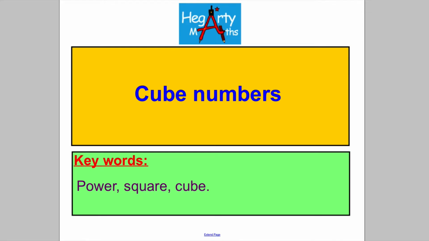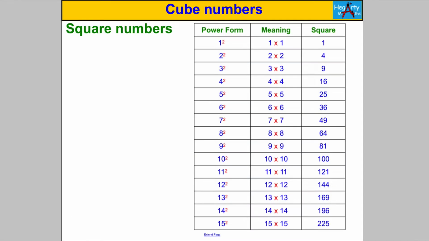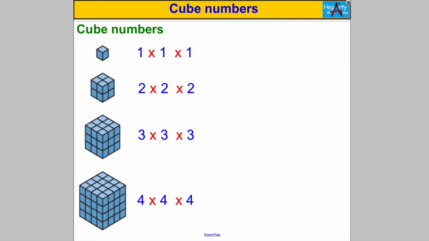It's Mr. Hegarty here, and in this video we're talking about cube numbers. So to remind you, we've previously talked about square numbers, and I've asked you to learn the squares from 1 squared, 2 squared, 3 squared all the way up to 14 squared and 15 squared, and commit those to memory. Now I want you to learn something called the cube numbers, so let's introduce what they are.